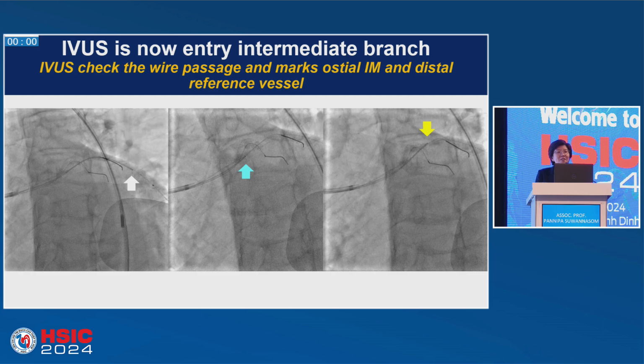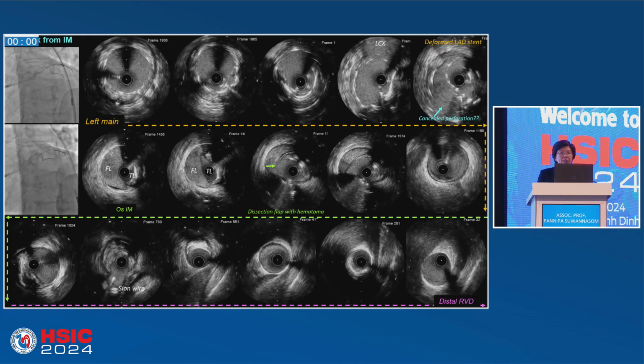So IVUS is now entering the intermediate branch. I do the marking and check whether I'm in a true lumen or not. As you can see here, of course I already used the balloon to distort the left main stent. This is the stent that I already distorted from the round one, and I have the wire here. Now you see the cause of the problem.